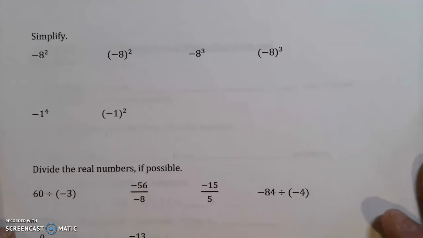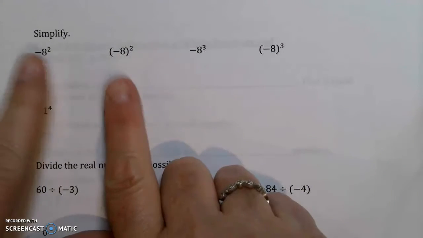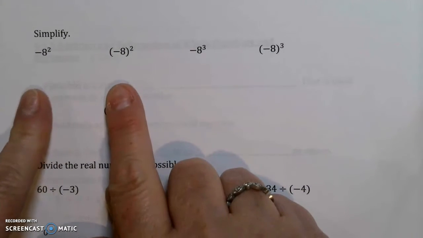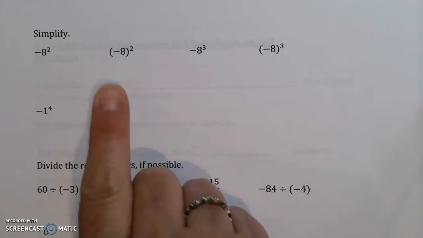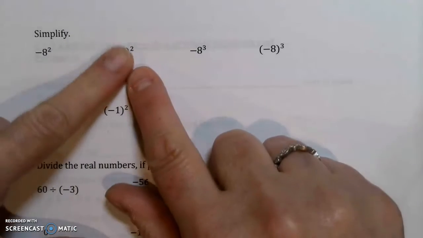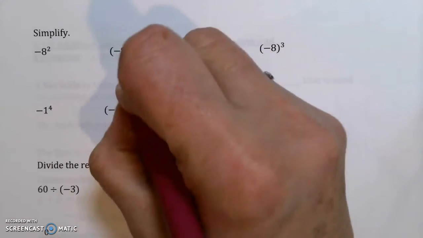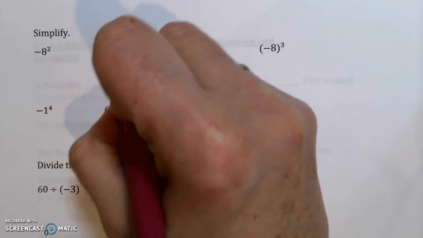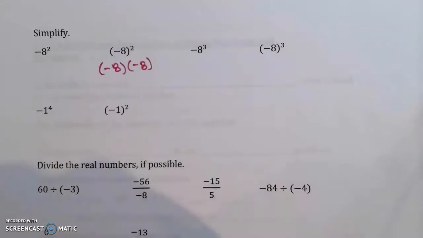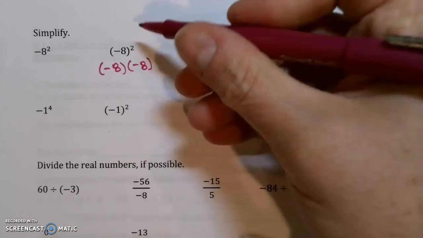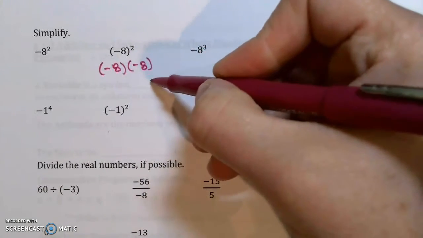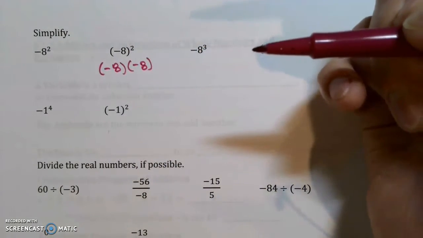And let's look at these guys. These are ones that tend to be a little bit of an issue for people. So just a quick reminder on these. If it's in parentheses, the entire thing is being used as a chunk. So this is saying I want to do -8 times -8. All right, my power is 2, so I'm going to have 2 of whatever that thing is in the parentheses.